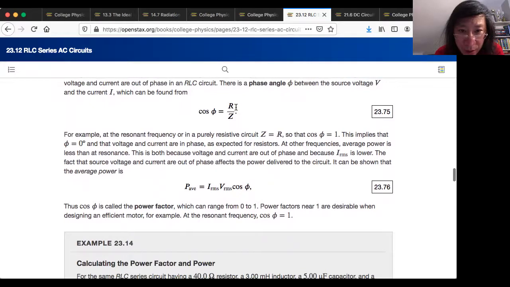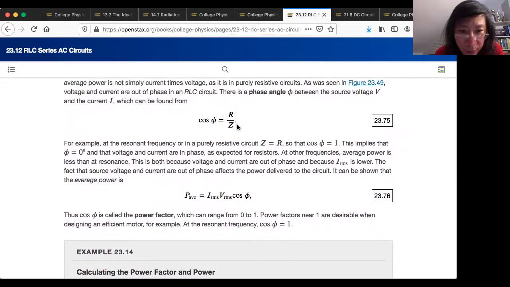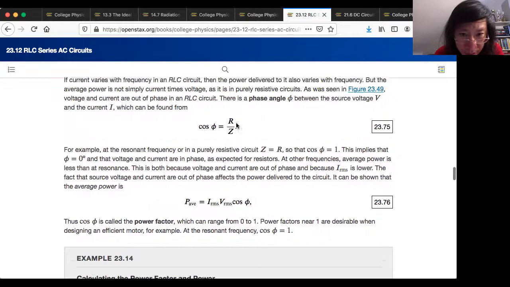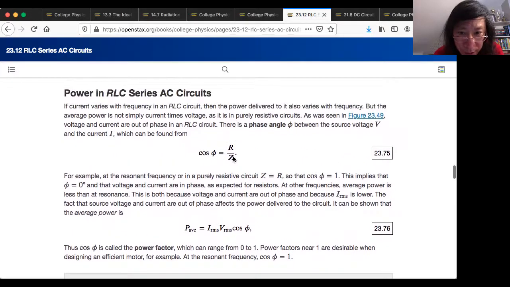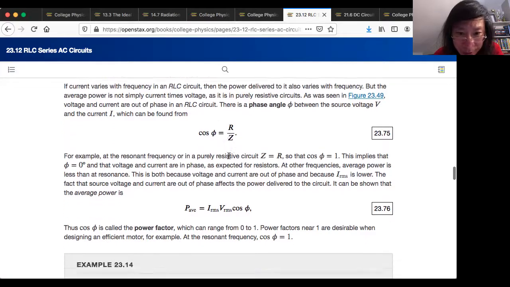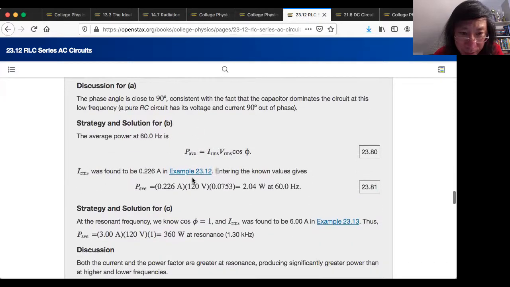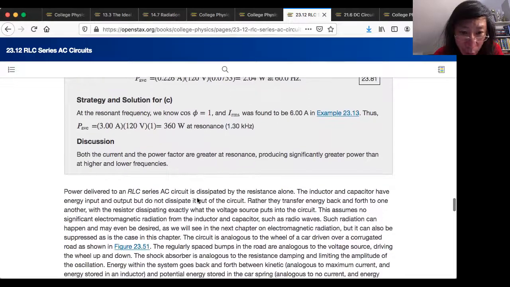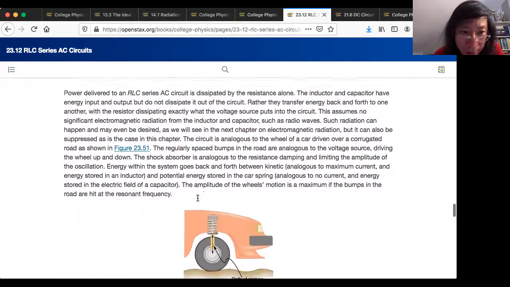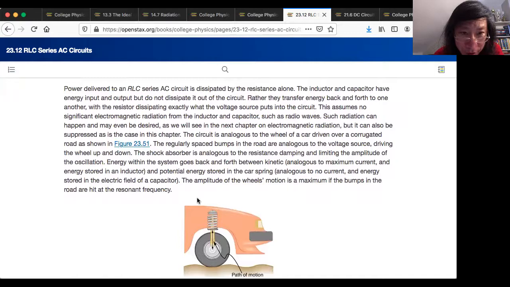This phase angle: the resistance divided by the impedance, R over Z. Cosine phi is 1 when you only have resistance. But when you have both impedance and resistance, and they're different, which is the case in an RLC series AC circuit, then you wind up with this power factor, and it can affect the power in your system. Does this matter? Why is it important? Why do you care that power changes in this circumstance?